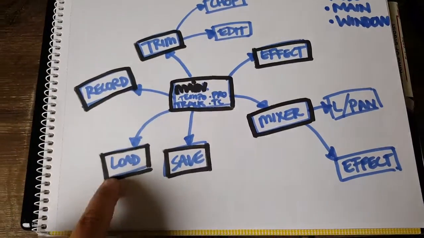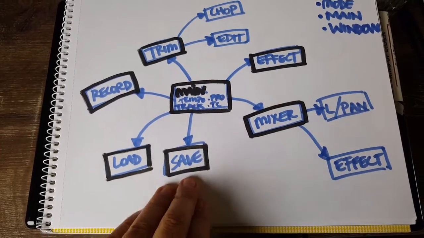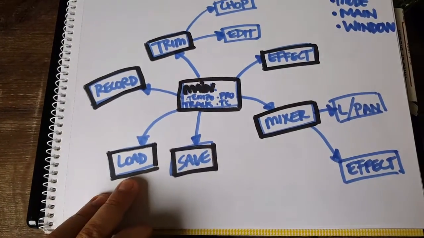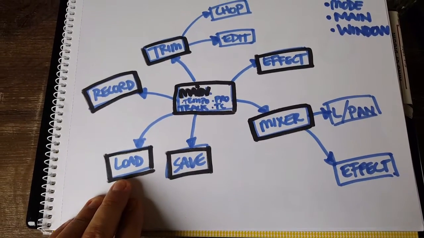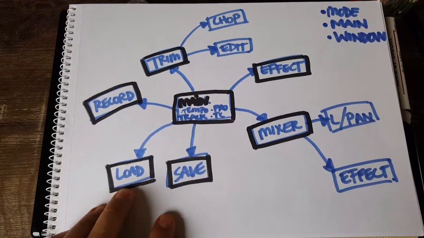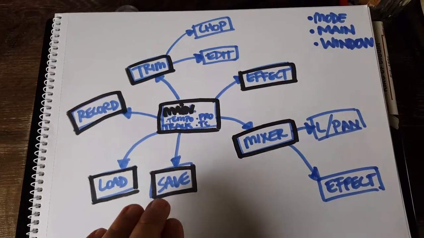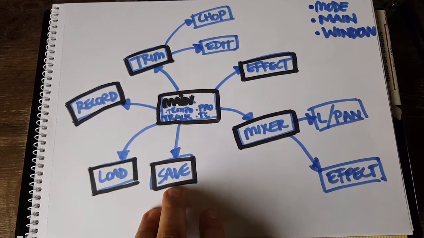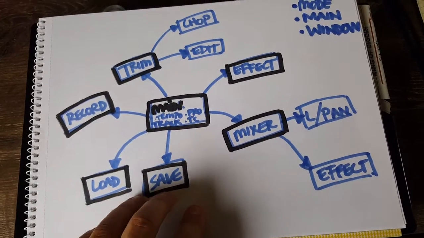They are the load screen and the save screen. The load screen is to load your samples, to load your beats, load anything. If you've got instruments saved inside your MPC, you'll be able to load them. To save, that's individually save a sample, save the whole program, save the whole beat, whatever it is.